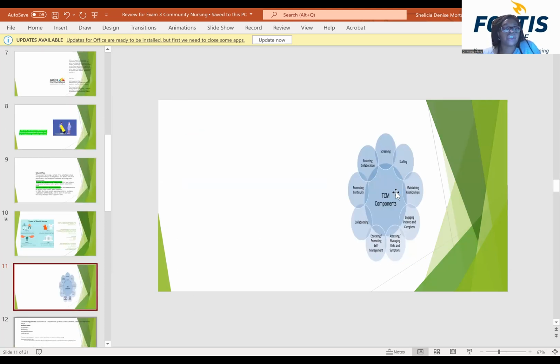This image here was supposed to be on another slide. Like I said, when I added the designs, it kind of moved some of my things around. So I'm going to actually pull that slide out.